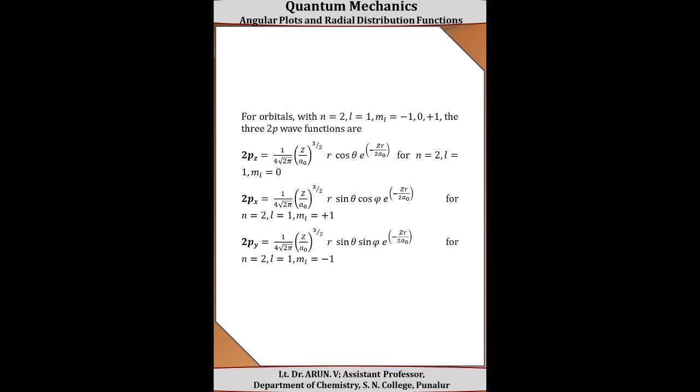When n is equal to 2, L is equal to 1 and m_l is equal to +1, it represents the 2px orbital, and it has the real form 1 by 4 root 2 pi into (Z by a0) whole raised to 3 by 2 into r sin theta cos phi into e raised to minus Zr by 2 a0. Similarly, for the 2py orbital, it is equal to 1 by 4 root 2 pi into (Z by a0) whole raised to 3 by 2 into r sin theta sin phi into e raised to minus Zr by 2 a0.